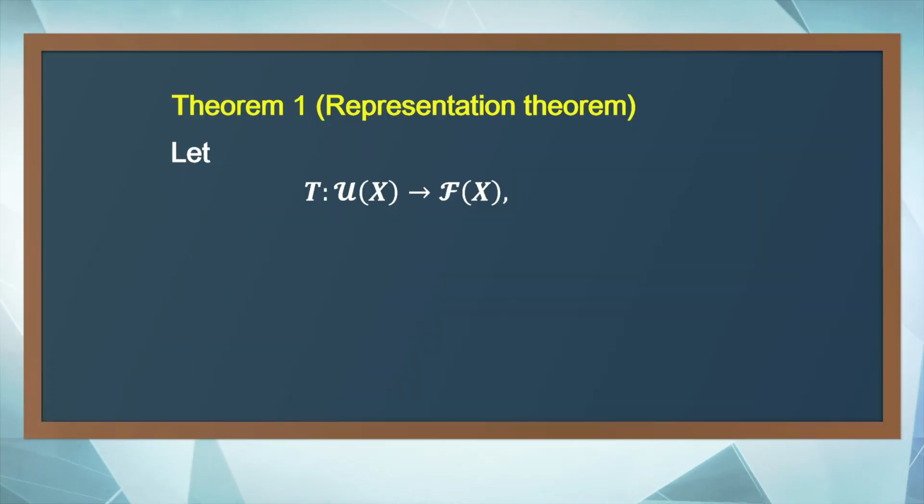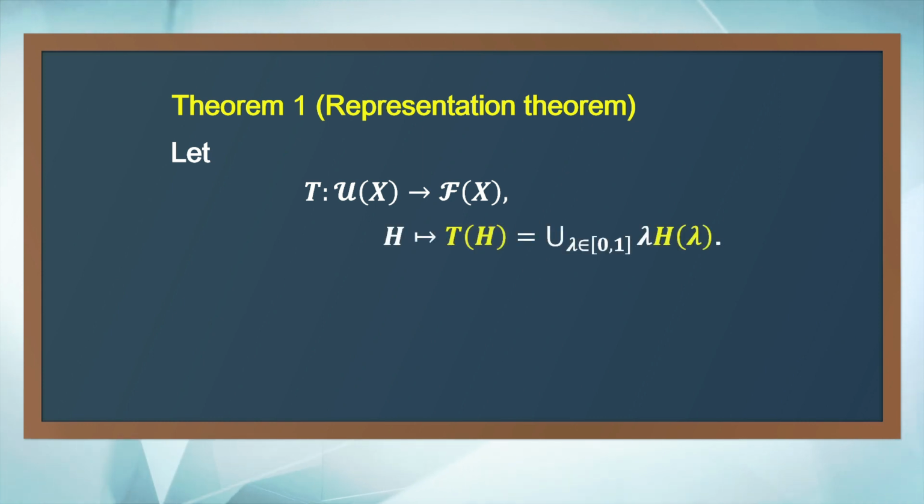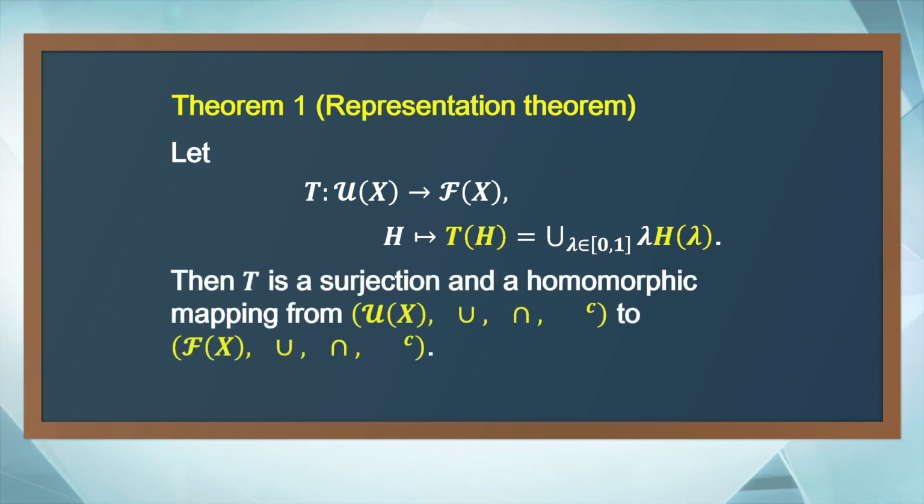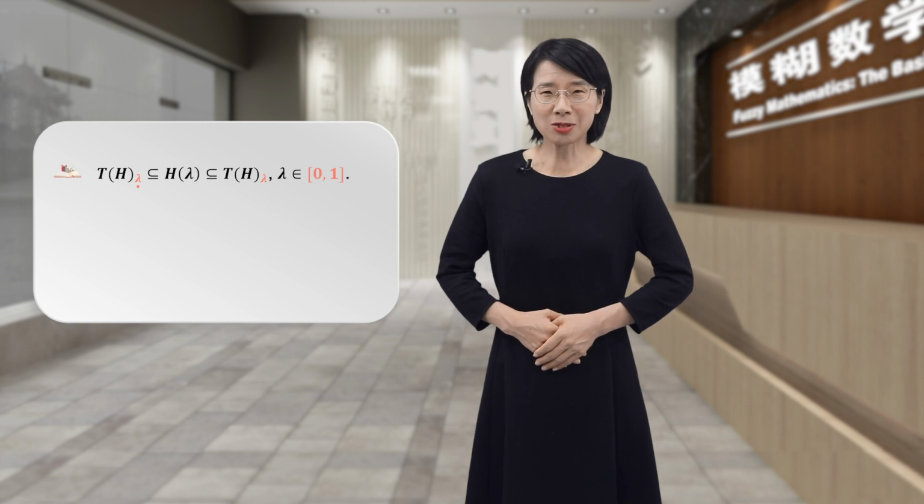Let T be a mapping from the set of the nests of sets to the fuzzy power set. The fuzzy set T of H is the union of the scalar multiplication of lambda and h of lambda. Then T is a surjection and a homomorphic mapping, and the following properties hold. Firstly, h of lambda is in between the strong cut and cut of the fuzzy set T of H at level lambda for all lambda in the closed interval from 0 to 1.